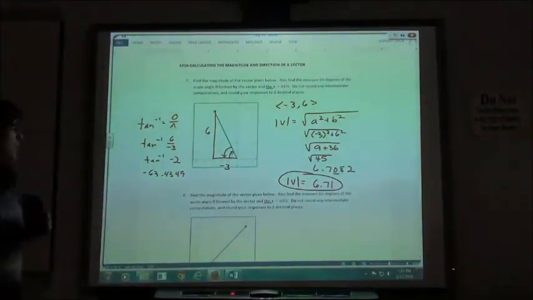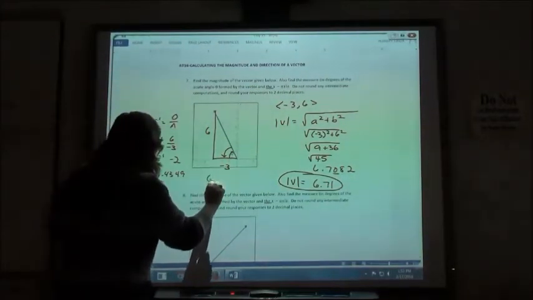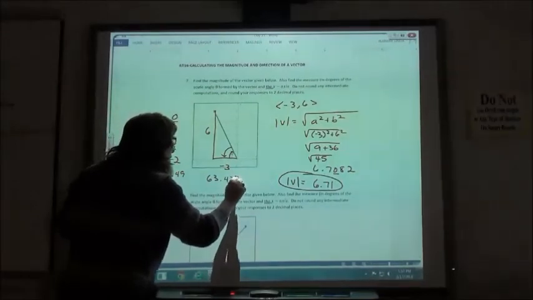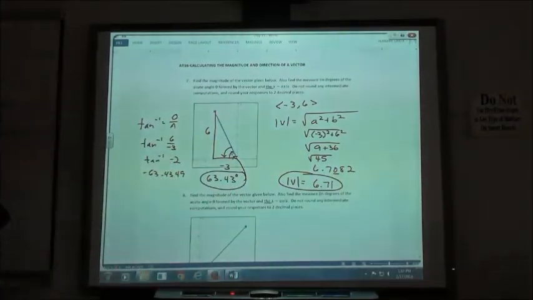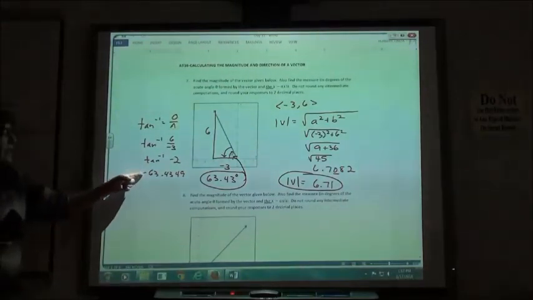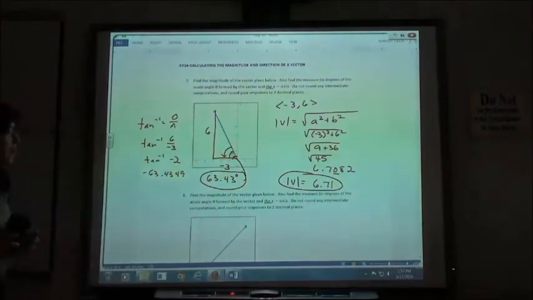And so for my answer, rounding off to 2 decimal places, I'm going to say that it's 63.43 degrees, and that would be how big theta is. So even if it does come out to be a negative, we're going to get the positive angle, 63.43.